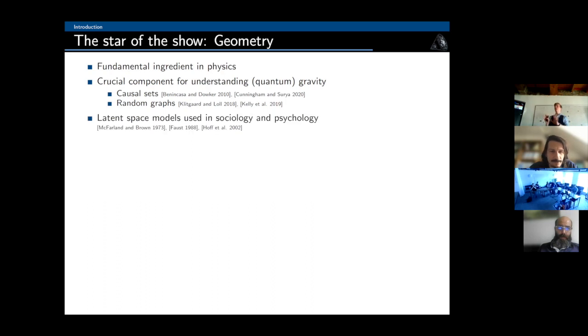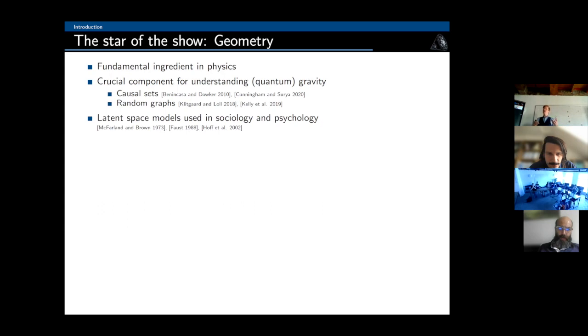Now, outside of physics and mathematics, latent space models, so models where there's some sort of latent space present, have actually been used for a very long time already in other fields such as sociology and psychology. Here the idea is that when people try to study how humans behave, they see humans as being part of some sort of latent space that encodes similarities or dissimilarities.